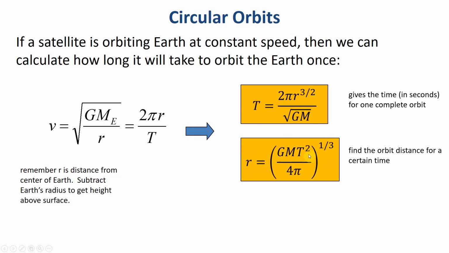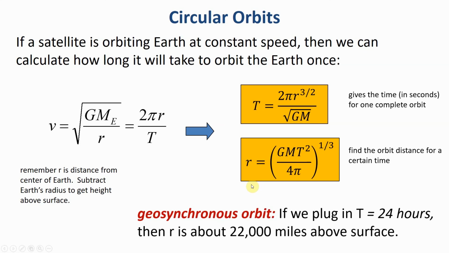Now there's one really cool application of this. If I want my time to orbit to be exactly 1 day, that is 24 hours in seconds, I could find the radius of that orbit that gives me that exact time. And so if I plug it in, I figure out that my r has got to be about 22,000 miles above the surface. But any satellite that's there is now in geosynchronous orbit.